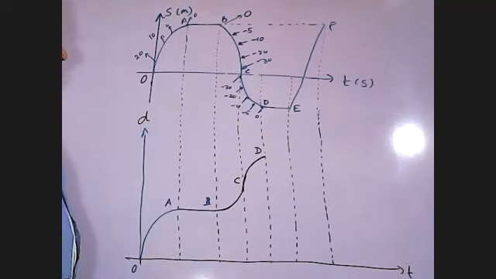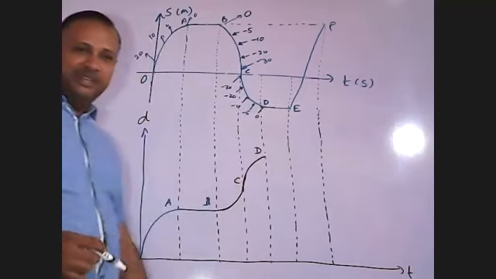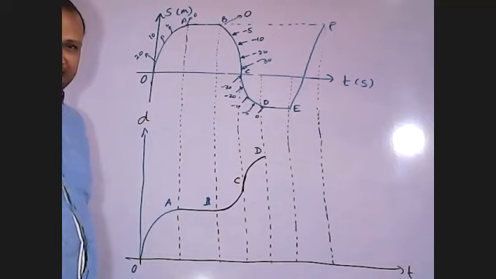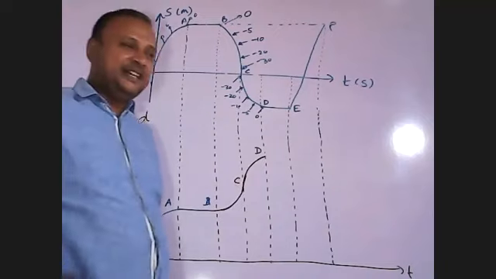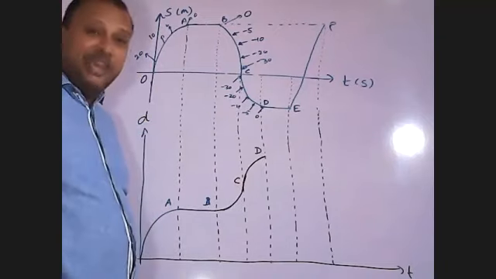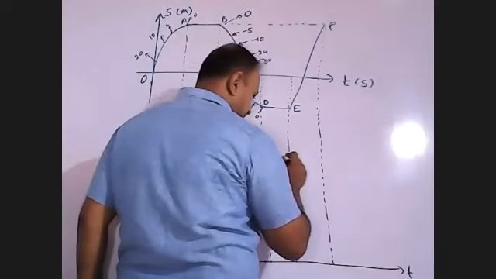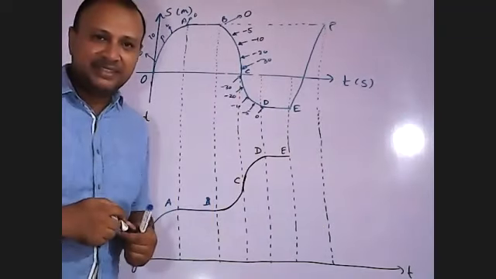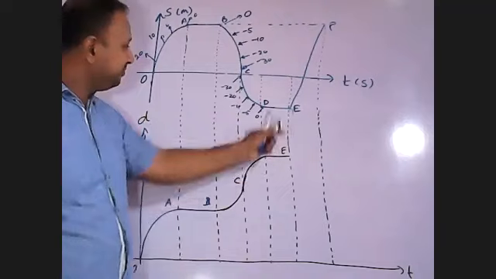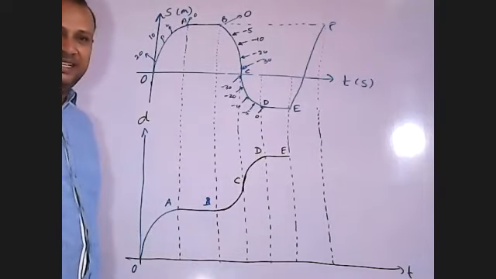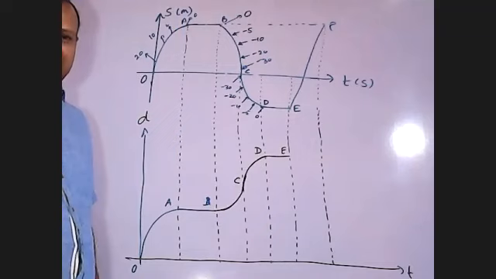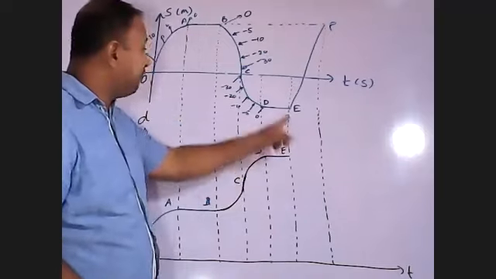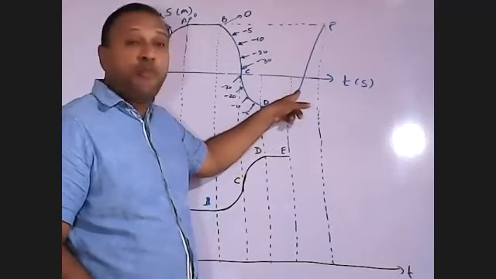Okay, then D to E. D to E, rest object. Yes, it is at rest. Therefore, the shape won't be changed. Then E to F, uniform velocity. Now you can see from E to F, velocity is positive.